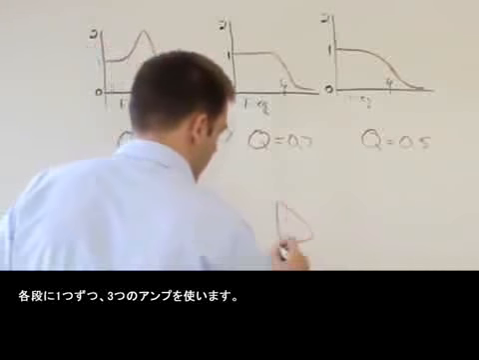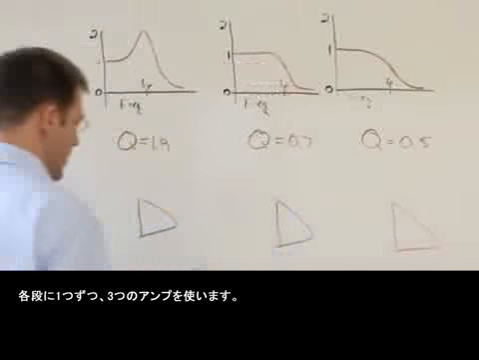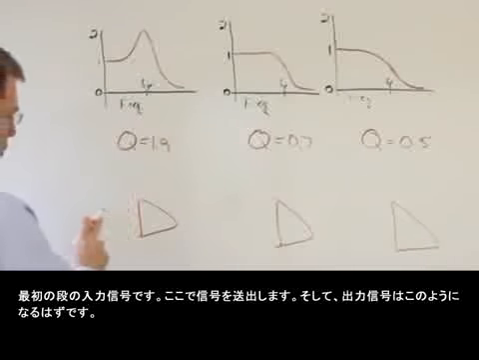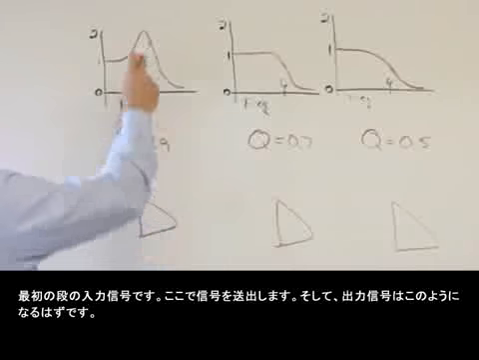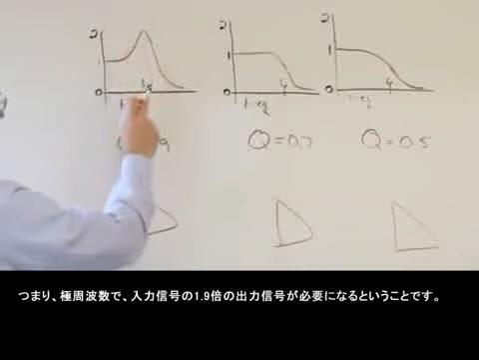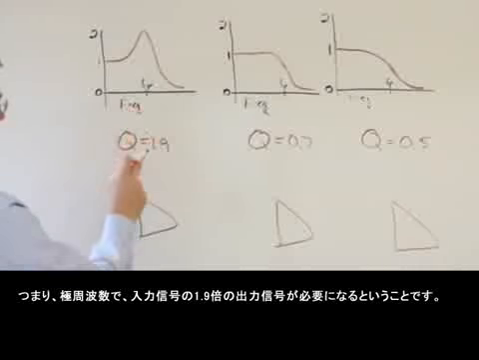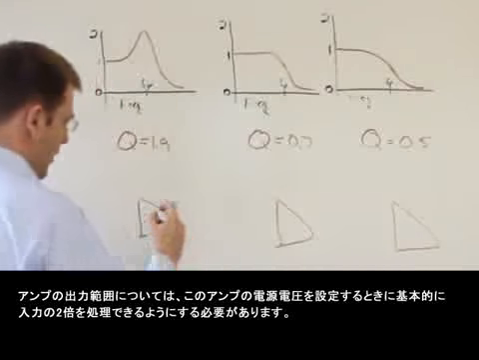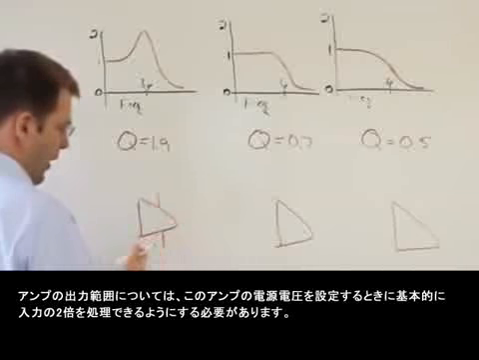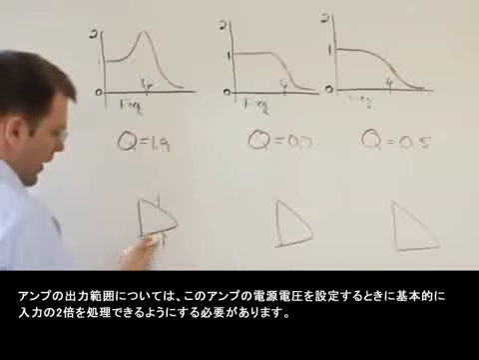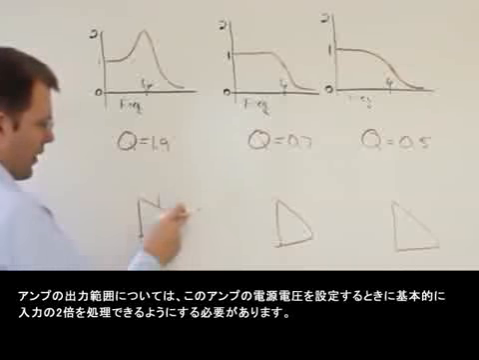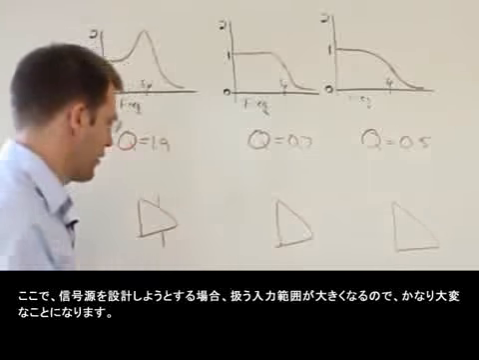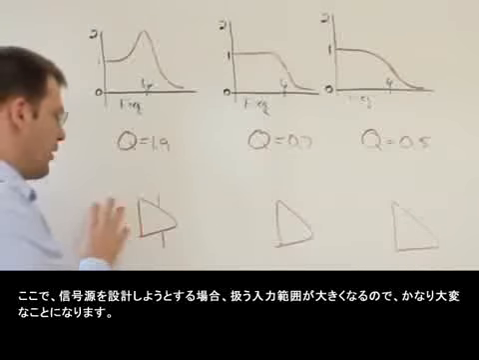You will have 3 amplifiers, one for each stage. We send our input signal into the first stage, and then our output signal has to look like this, which means that at our pole frequency, we're going to need an output signal that's 1.9 times our input signal. So for the output range of the amplifier, we've got to set up voltage supplies so that it can handle basically twice as much as the input. Now, if you're trying to do a single supply design, handling large input ranges, it's going to be a big deal.